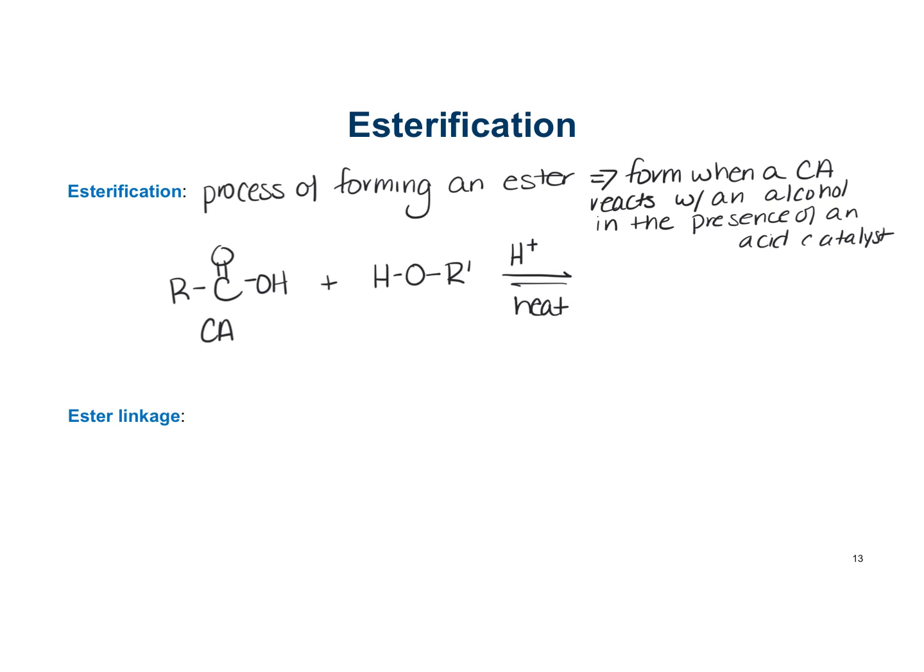Now, when you look at this, what happens is we form water. So the OH here and the H here form water, and then the rest of the molecules link together. And so you end up with R, C double bond O, O, R prime, where this part here is this part here, and this part here is this part here, and then water is formed here.